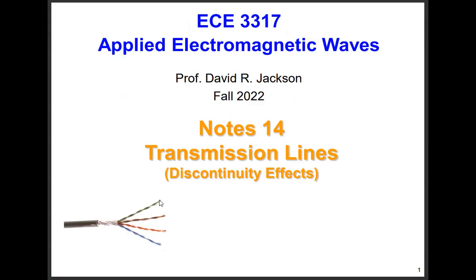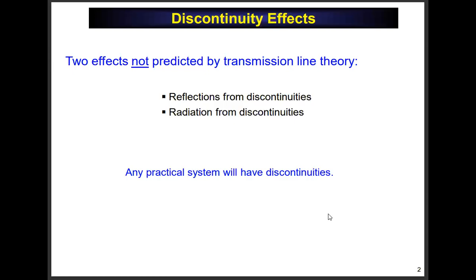And here's that good old Cat5 cable we talked about before, if you remember that. Okay, so here are the two main effects that transmission line theory does not predict: reflections from discontinuities, and depending on the type of transmission line, radiation from discontinuities. Now, what is a discontinuity? Any deviation from a perfect, straight, ideal transmission line. Okay? That could be a bend.